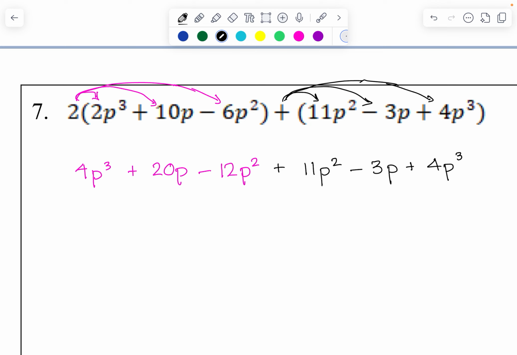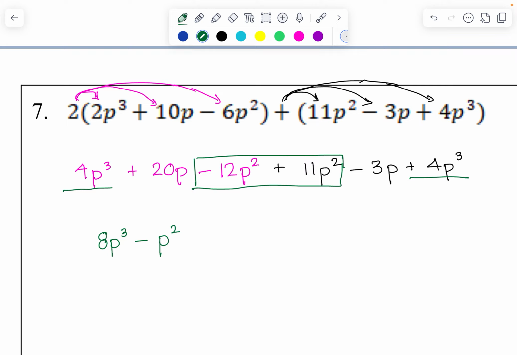All right, at this point, folks, let's collect all the like terms. We've got a positive 4p cubed and a positive 4p cubed. No other p cubed families, so we'll write that as an 8p cubed. Let's check out our p squares. Our p squares are here. There are no others. That's a negative 12p squared plus 11p squared. That gives us a minus p squared.